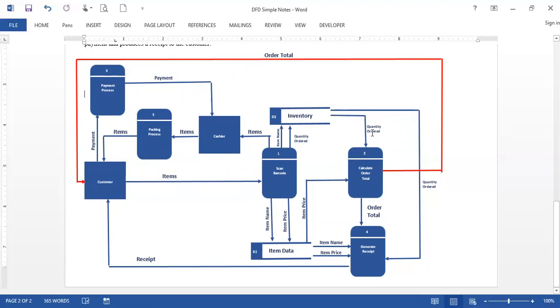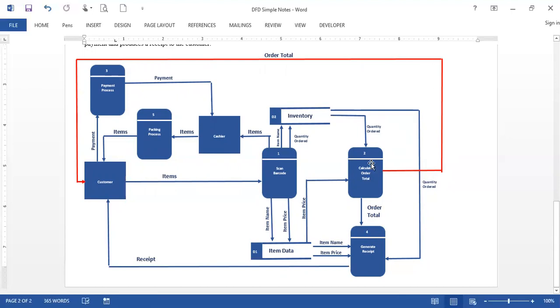So we're going to use the quantity ordered and the item price to calculate the order total. The order total that is calculated is then placed in another process. But before a receipt can be generated, the customer needs to receive their order total. I have the order total going across in red because I'm crossing lines. This is not usually recommended, to overlap lines like this. Because I'm crossing lines, I put it in another color so you can differentiate the flow.